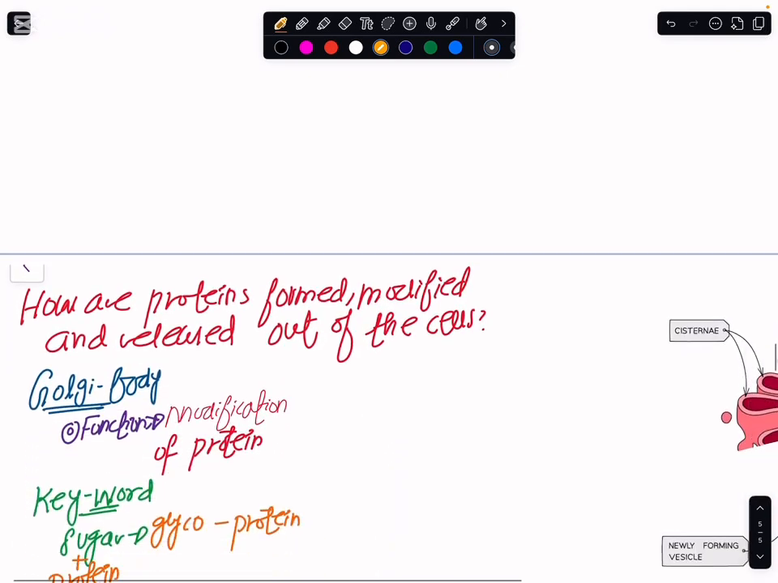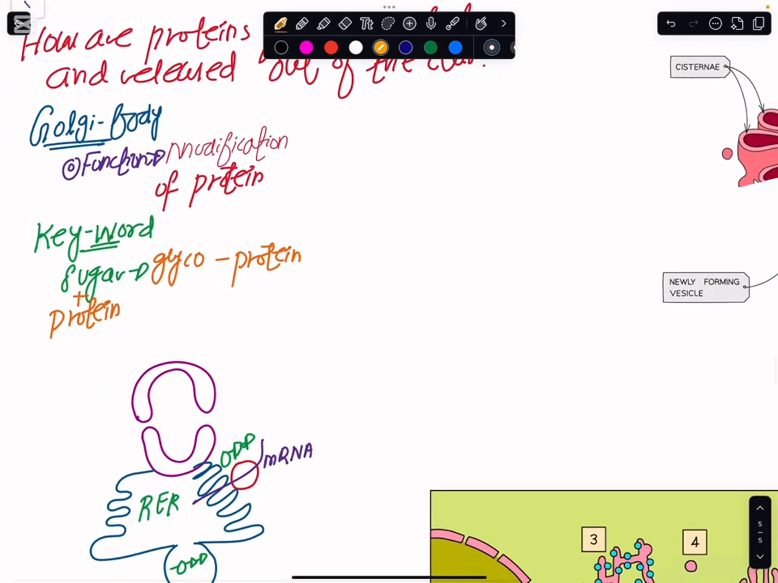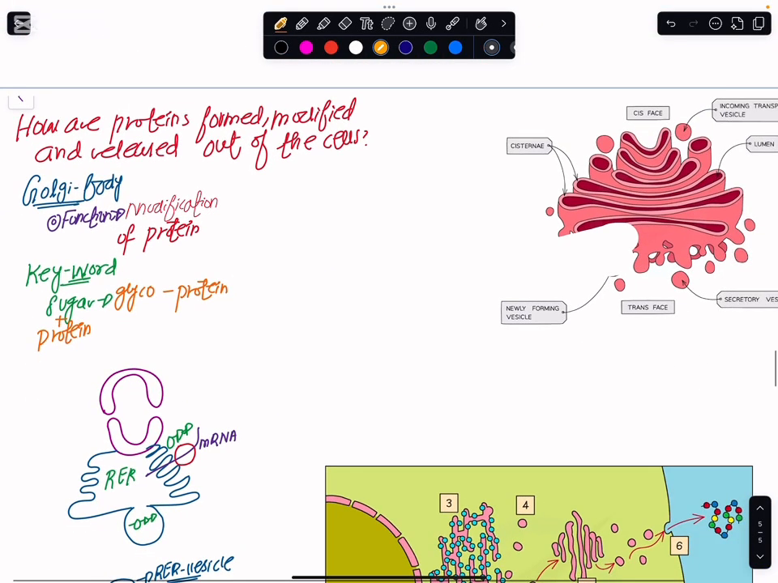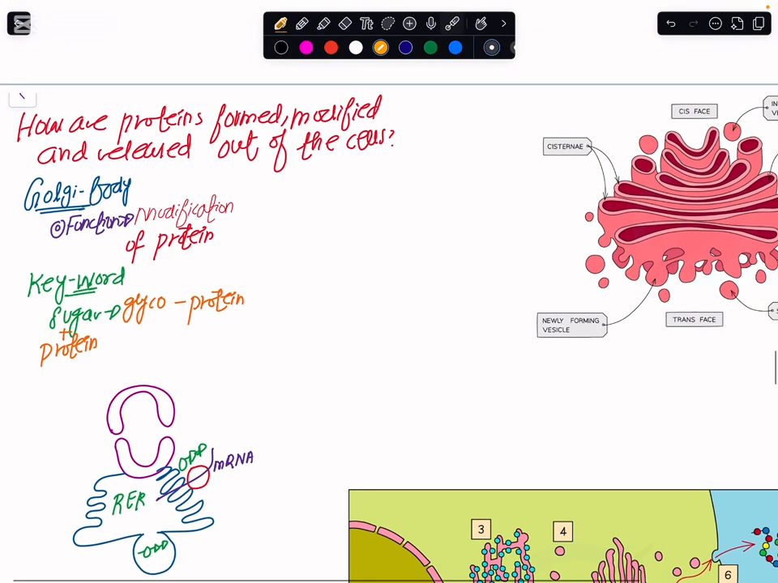Now moving onward, we have to talk about another important organelle, which we call the Golgi body. Overall, the role of the Golgi body is that it modifies proteins. In terms of protein modification, you need to have a grip on the keywords. One keyword that I will use later in terms of the Golgi body is glycoproteins.